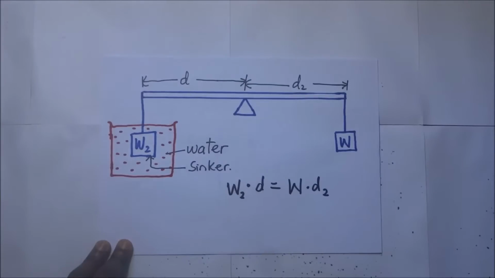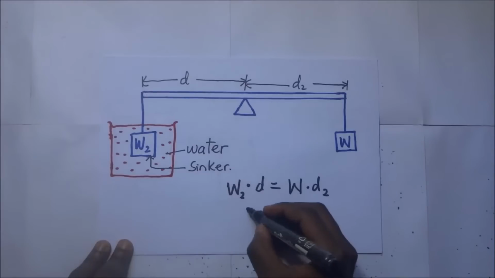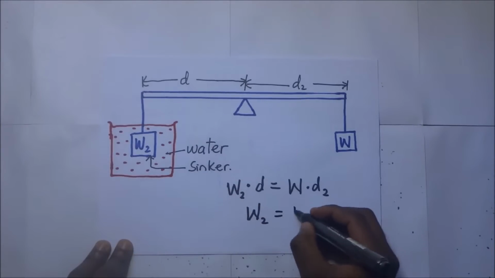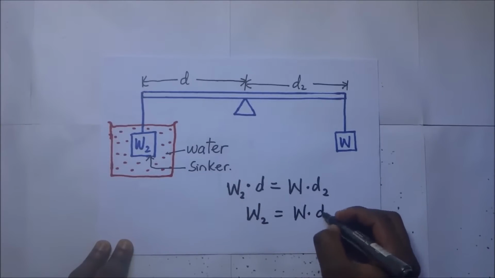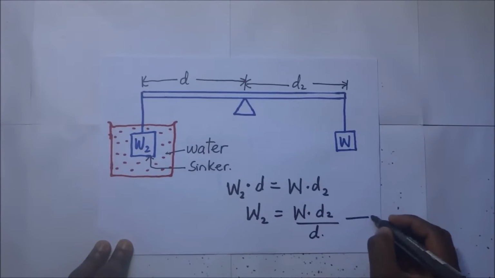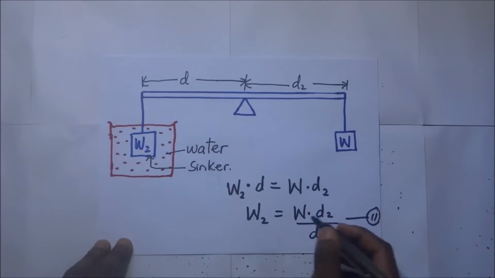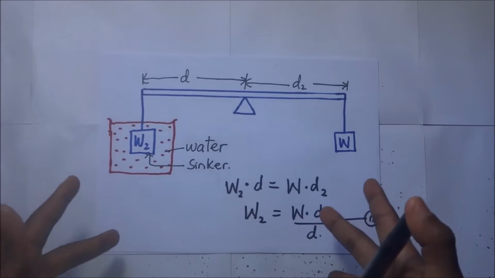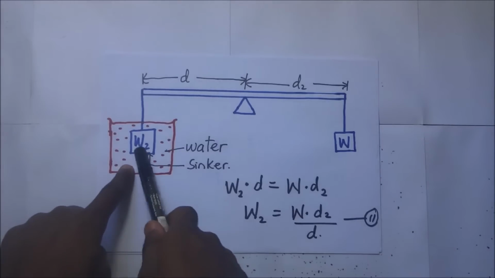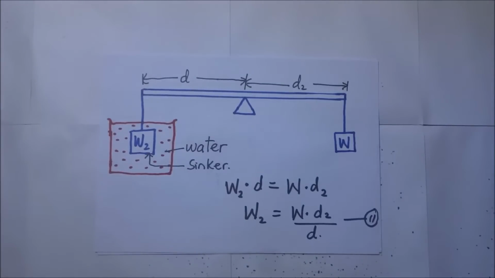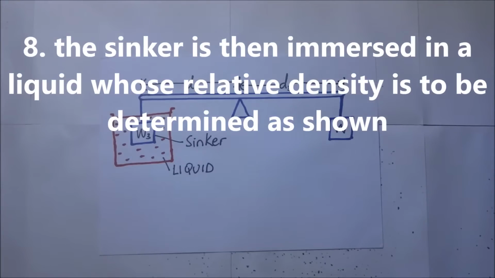So our W2, the new weight when this sinker is in water, is given by W multiplied by D2, divided by D. That is our second expression, W2. We are going to repeat this same thing, but instead we are going to dip this sinker into a liquid whose relative density we are looking for. And that is exactly what we've done here.